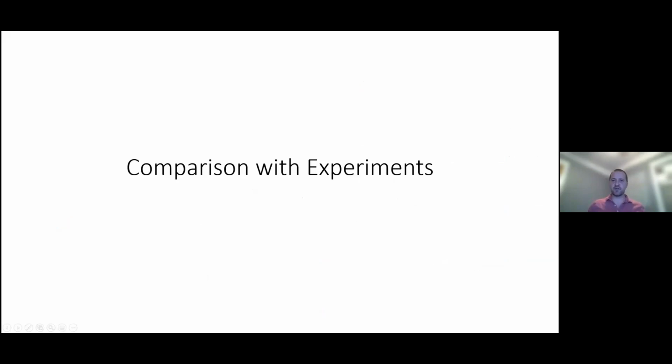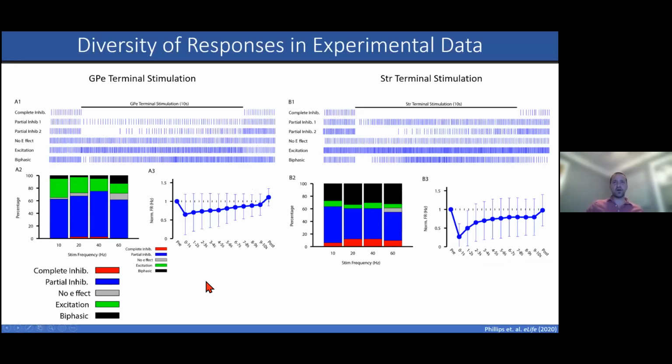All right, so let's compare this with experimental data. The collaborators at CMU, Aaron Guinness, collected some recordings to test our model predictions. And what we see is that we get all the different types of response types that we would predict. Surprisingly, we even see some biphasic response with the GPE stimulation. The ratios of the responses are very different for these two, as you'd expect. With GPE stimulation, we do see a couple of biphasic responses, but there are very few of them. Mostly what we see is partial inhibition and some excitation, but very few neurons are actually completely inhibited.